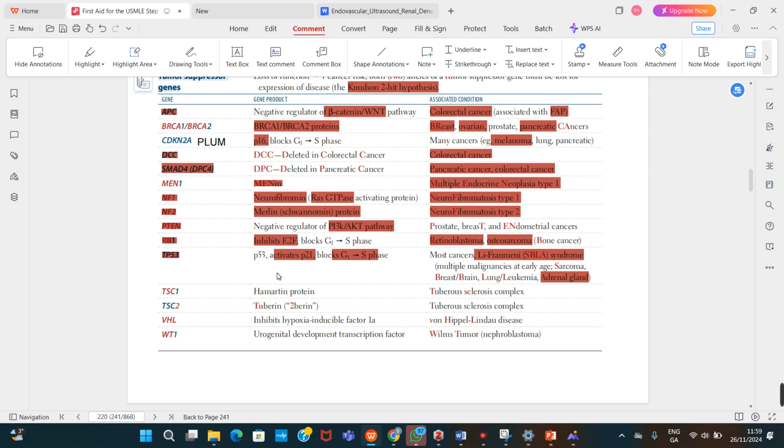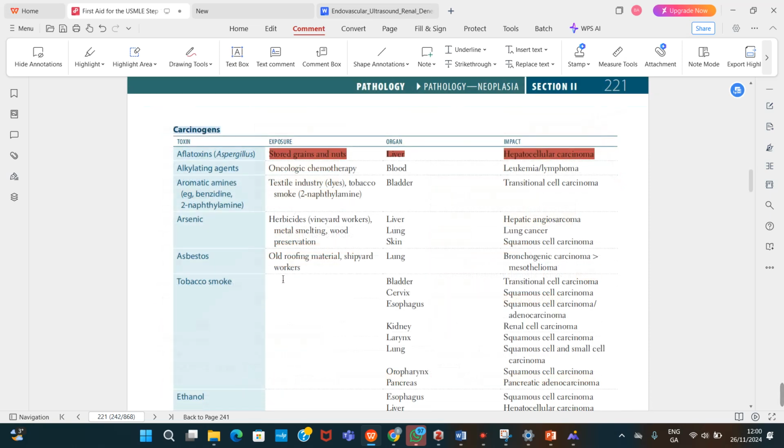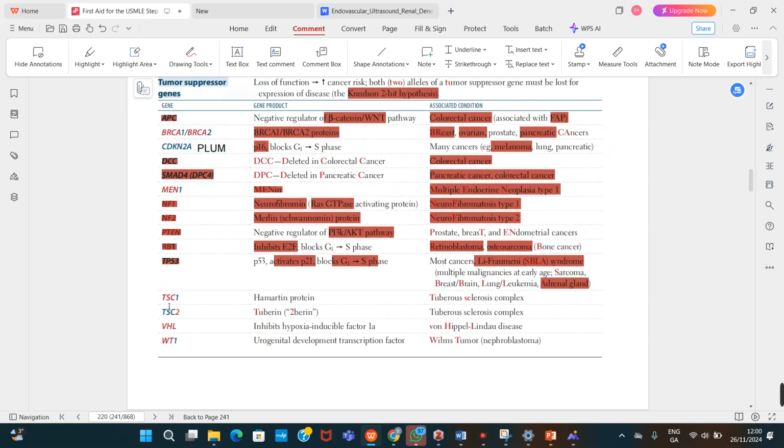Tuberous sclerosis, from neurology, involves two genes: the tuberous sclerosis type 1 gene, which codes for hamartin, and the type 2 gene, which codes for tuberin. Next, von Hippel-Lindau disease, VHL.